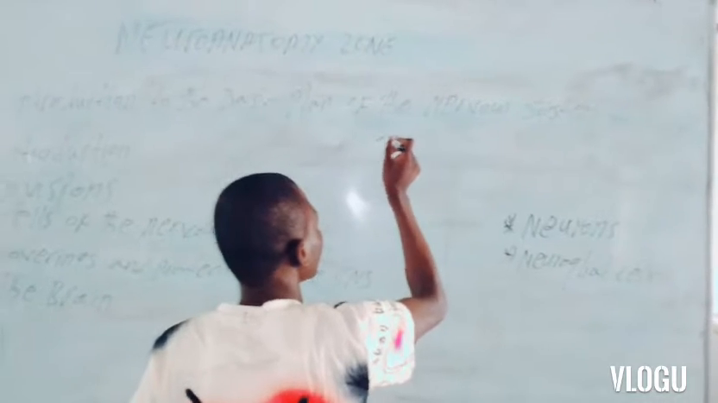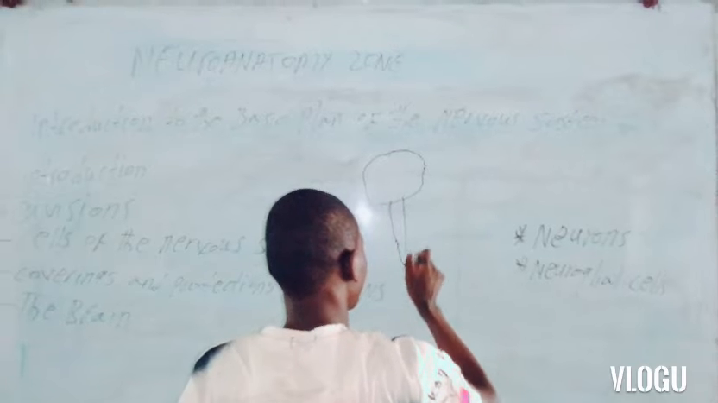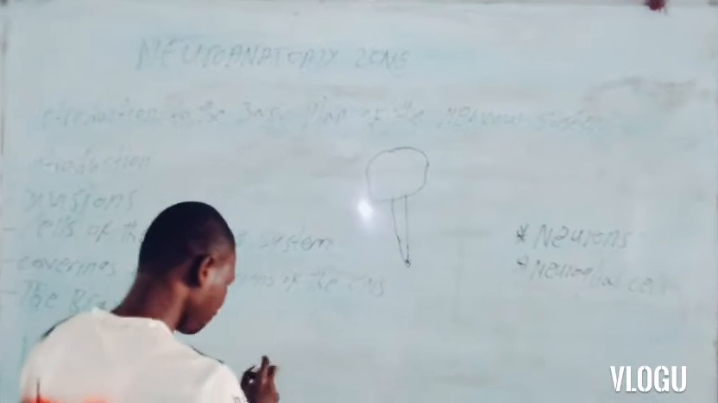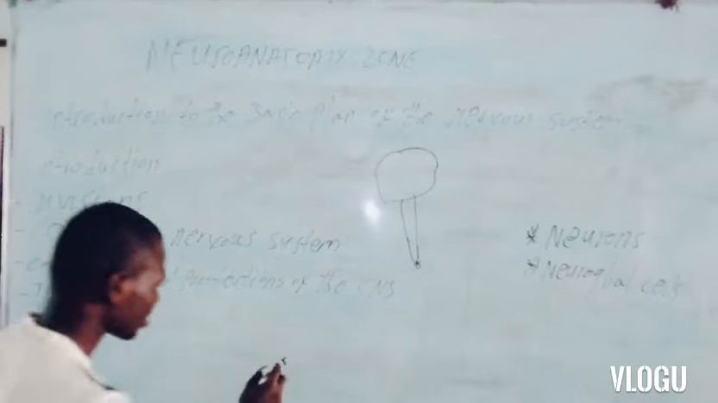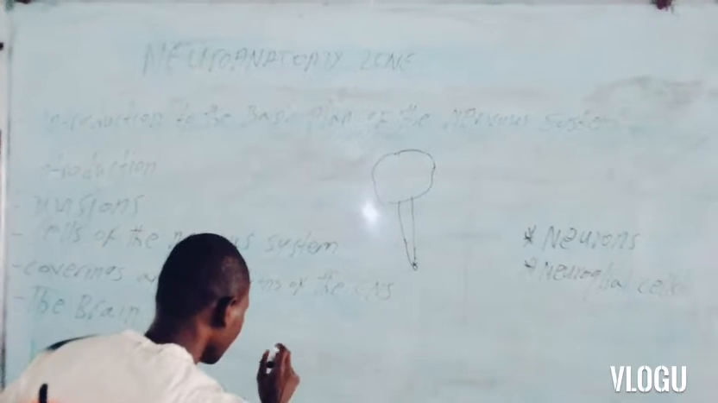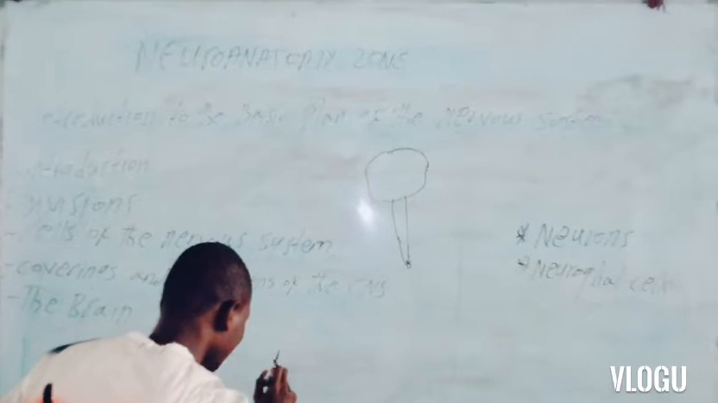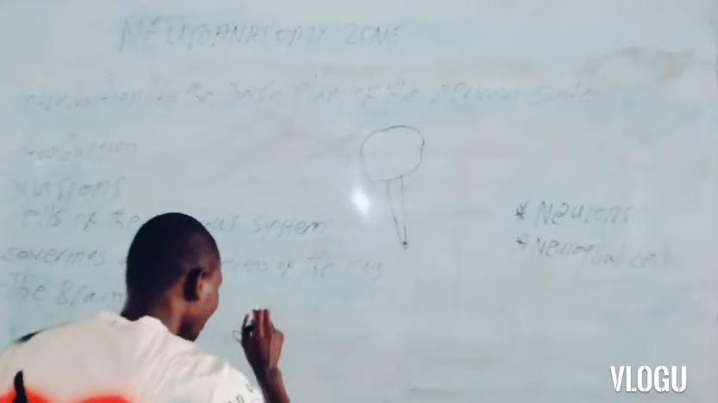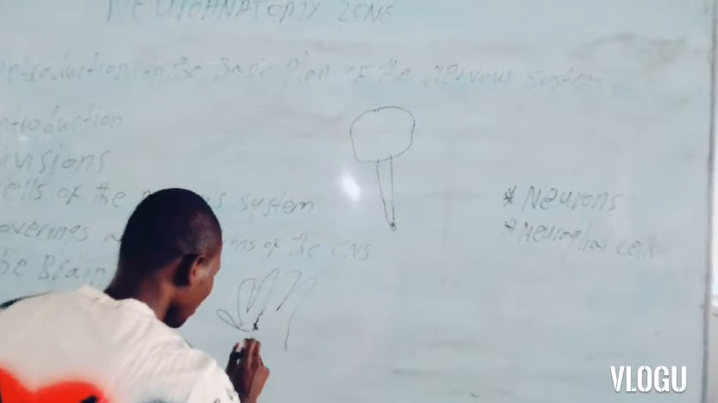We have the brain and the spinal cord forming the central nervous system. Now, for information to leave the body, let us say this is the hand. I'm not a very good drawer. Let us say this is the hand. Here is the thumb, and here are the fingers.